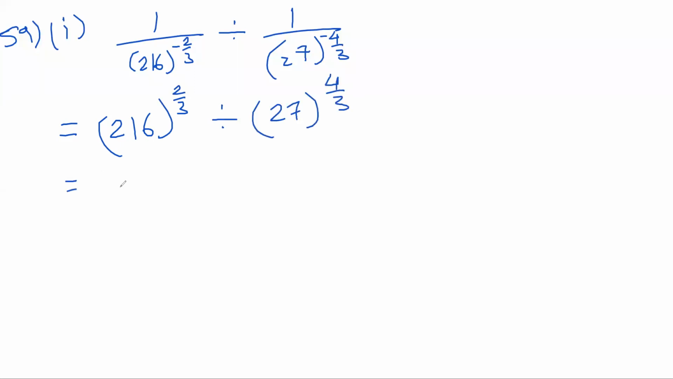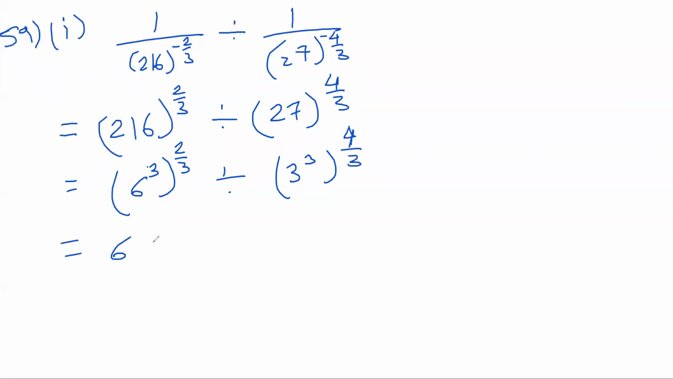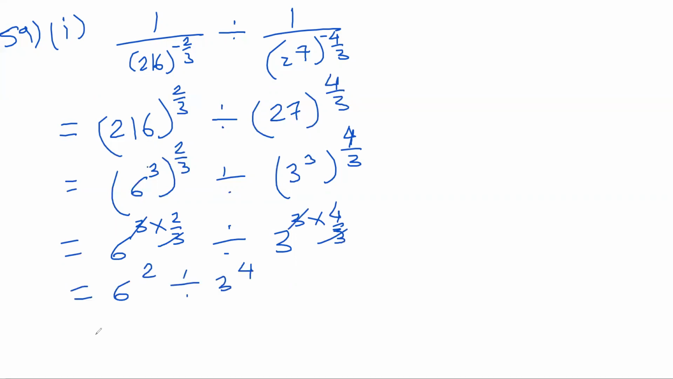Now, what is 216? Can anybody tell? 6 cube. We take 6 cube because this 3 will cancel. What is 27? 3 cube. Very good. So now when you do a raised to m raised to n, you can cancel out 3. Similarly, you can cancel out 3 here also. So you get 6 square divided by 3 raised to 4. What is 6 square? 36. What is 3 raised to 4?